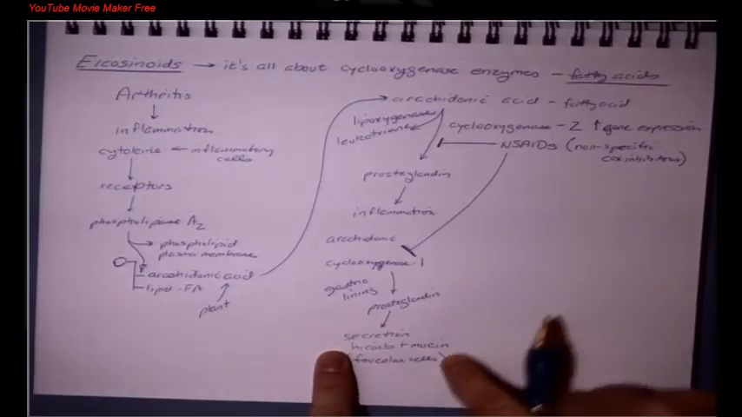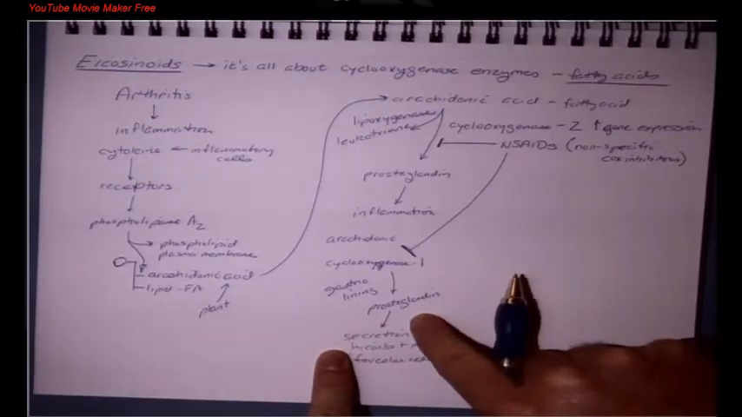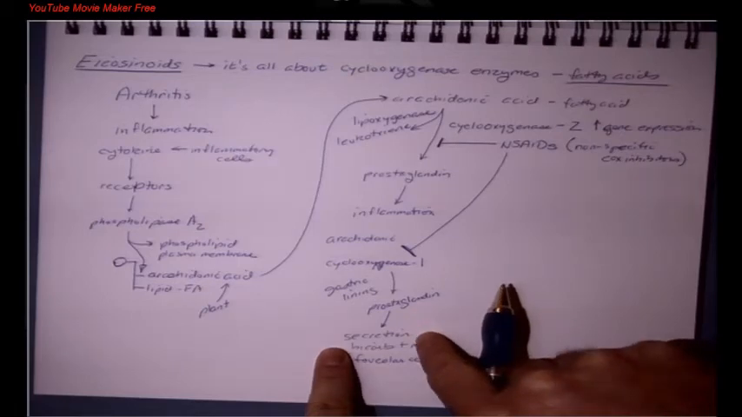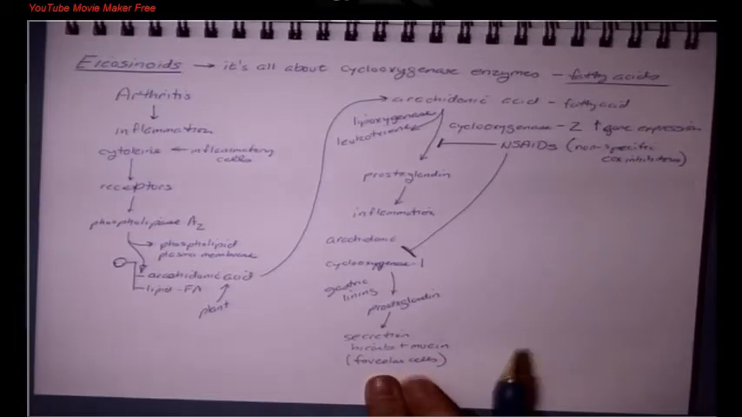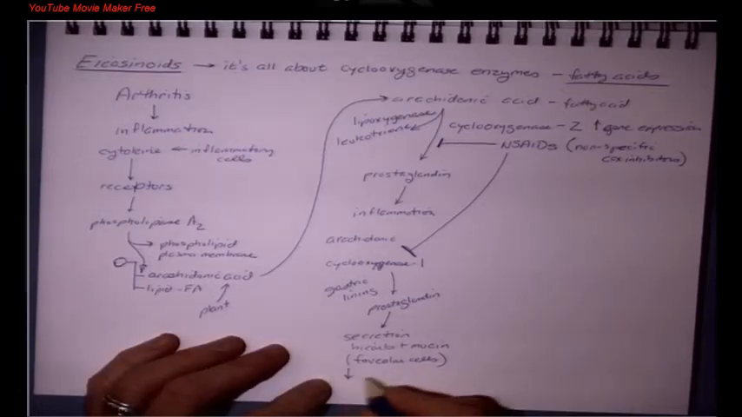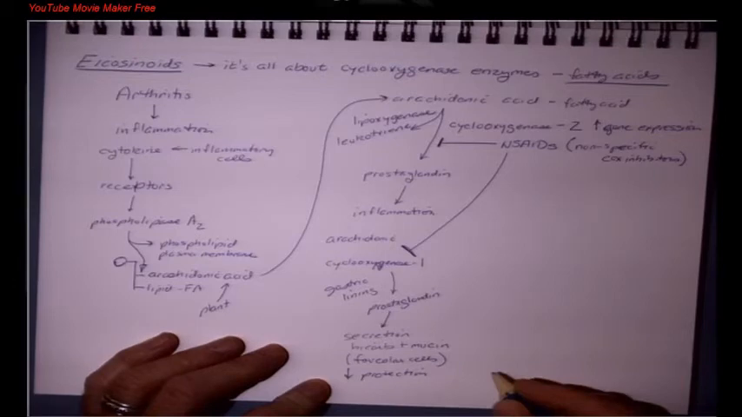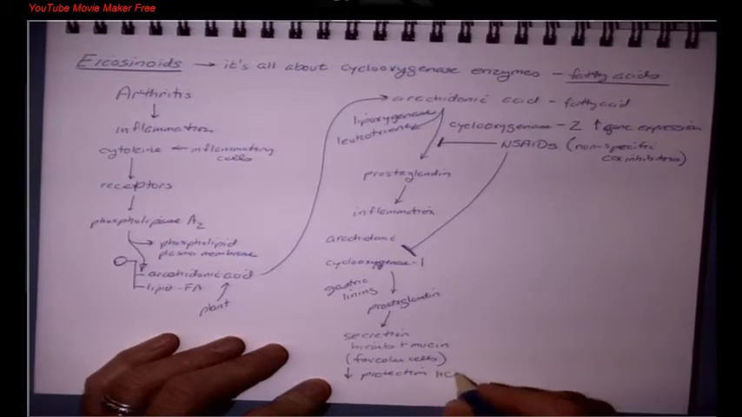If we block the prostaglandin activity here in the gastric lining, what do we have a problem with? Loss of protection, yeah. So our gastric protection decreases. Protection against acid. And so this is going to be an increased risk of gastric ulcers.